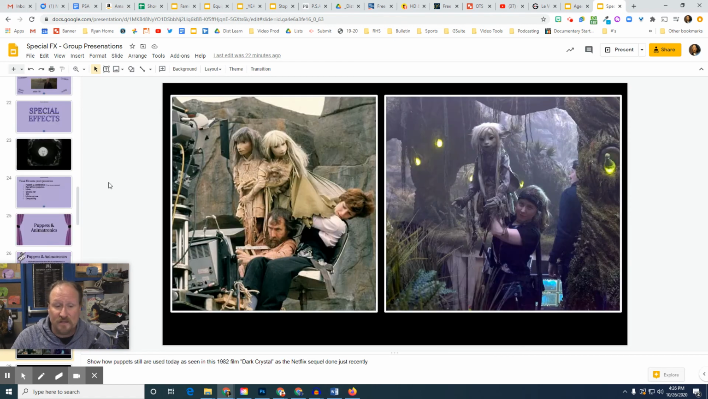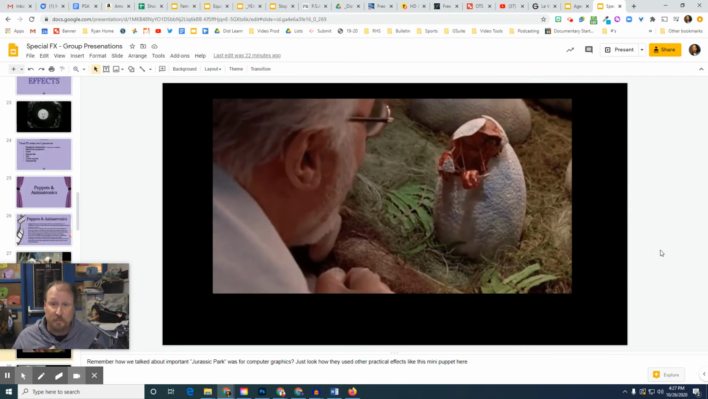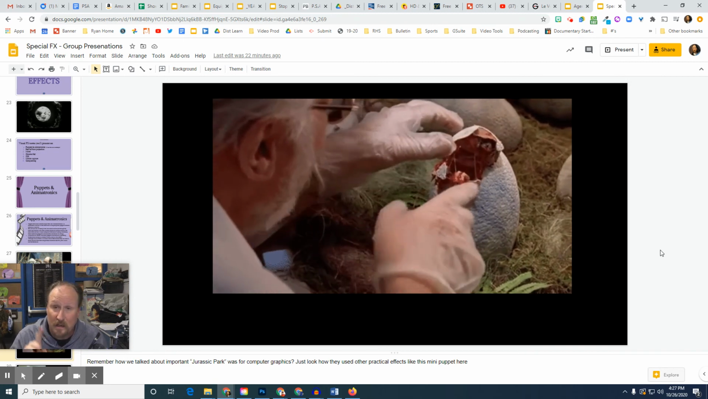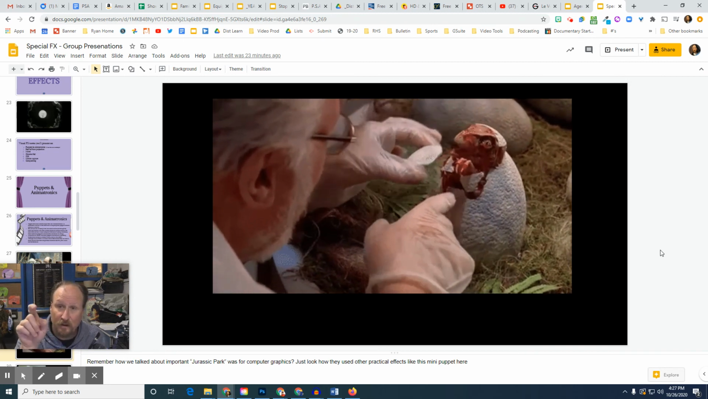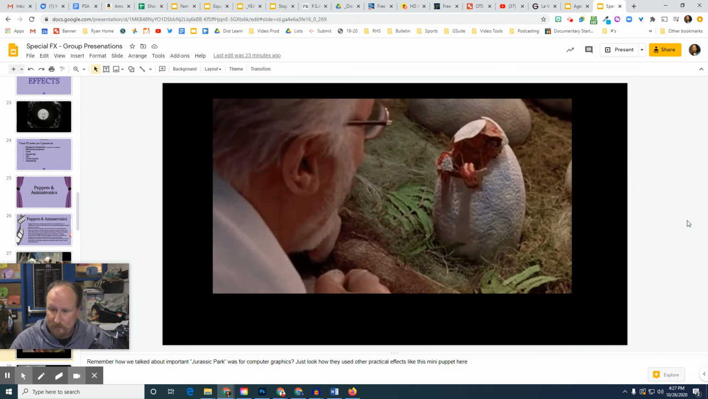You could do a couple pages of pictures. So here, talk about how, hey, guys, you know that puppets weren't just used because we didn't have CGI. Here are some puppets from a 1980 movie called Dark Crystal. They brought it back for Netflix. They're still doing puppets today, so puppets still exist. You want to do more? Look at this. Here are puppets from one of my favorite movies, Jurassic Park. Little finger puppets. Stick your finger in a little baby velociraptor. Puppets are used all the time.